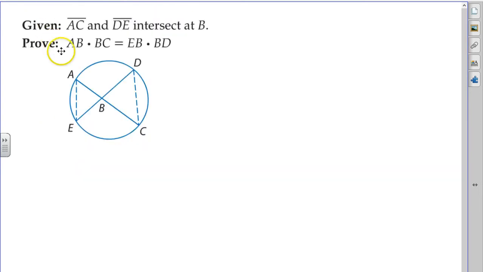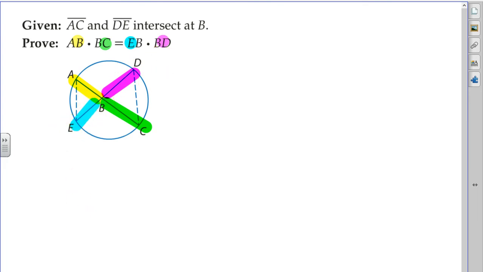So first, we're going to go through a little quick proof, because here's the first theorem. It basically says that if you have two chords in a circle that intersect, in this case at point B, the two parts of one multiplied together are the same as the two parts of the other. So AB times BC equals EB times BD. If you match the colors up, I have chord AC and chord DE. So AB times BC, part times part, equals DB times EB, part times part.